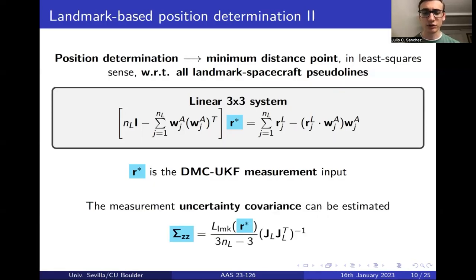Accordingly, you can also obtain an estimation of your measurement of this position uncertainty covariance that could be used for the filter, based on the residuals and a chi-square statistic of these residuals.